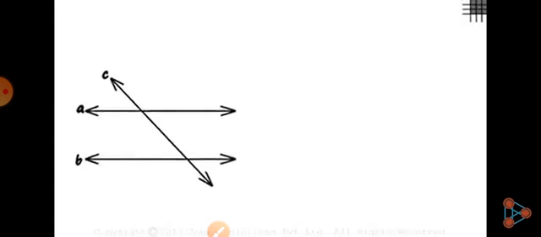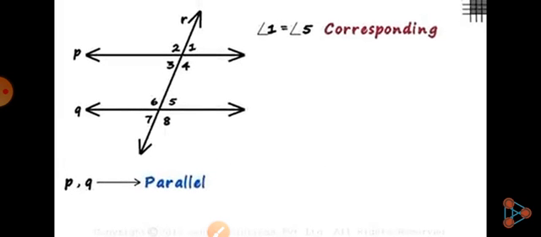Now let's go back to the previous page. Now let me ask you an interesting question. Look at the figure closely. Is this the only pair of corresponding angles? No, it isn't. We have three more pairs of corresponding angles. When a transversal intersects a pair of parallel lines, four pairs of corresponding angles are formed.